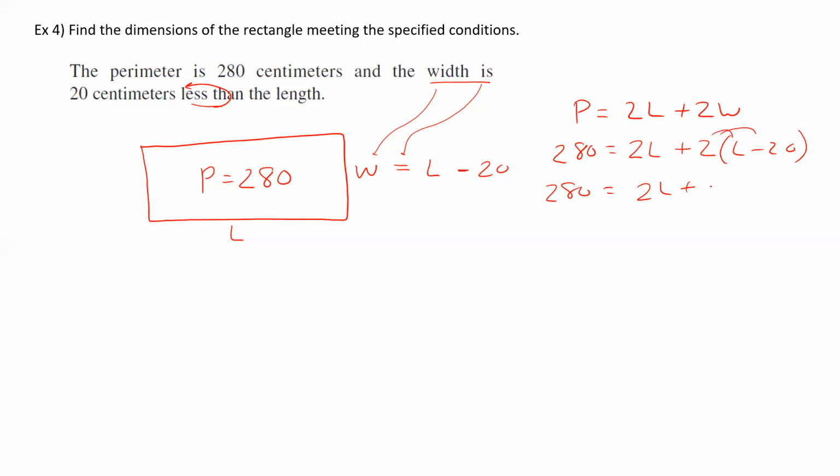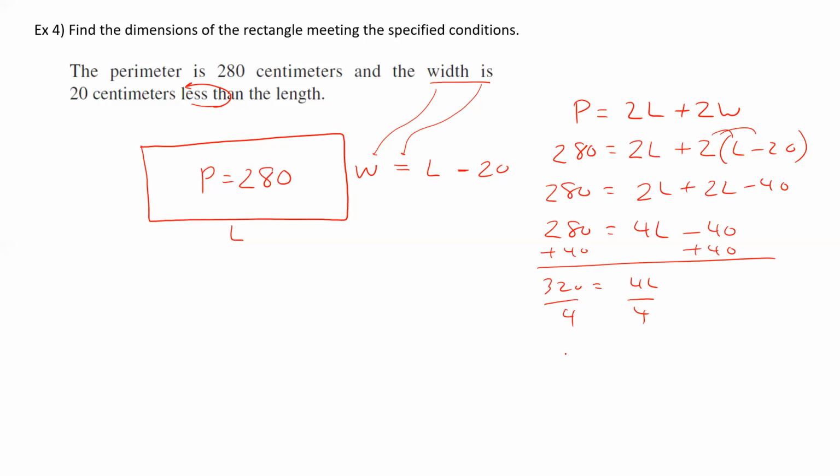Let's see, multiplying in gets me that. 4L minus 40. Divided by 4. 80 for length. Then my little understanding of what L is. And I got myself 60 for width. Are we good? All right.